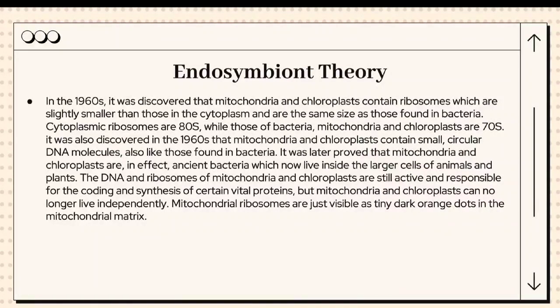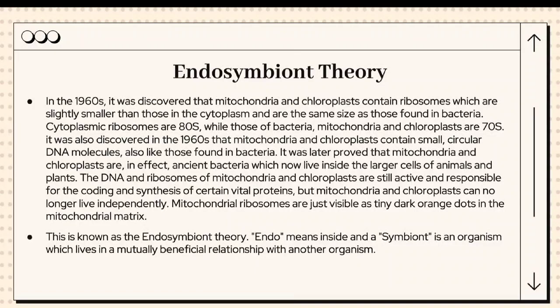The DNA and ribosomes of mitochondria and chloroplasts are still active and responsible for the coding and synthesis of certain vital proteins, but mitochondria and chloroplasts can no longer live independently. Mitochondrial ribosomes are just visible as tiny dark orange dots in the mitochondrial matrix. This is known as the endosymbiont theory. Endo means inside, and the symbiont is an organism which lives in a mutually beneficial relationship with another organism.